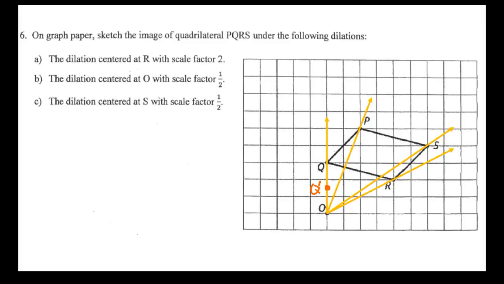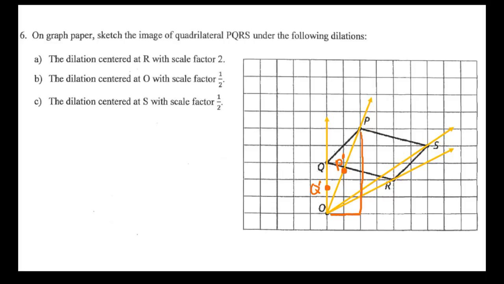Now my scale factor is 1/2. So I'm looking for half the distance from the center to the point. So halfway from O to Q is where I marked Q prime, if you see that there. Now I need to find half the distance from O to P. So I'm going from O to P, and it's over 2, and it's up 5. So I need to go halfway. So instead of over 2 and up 5, I'm going to go over 1 and up 2.5.